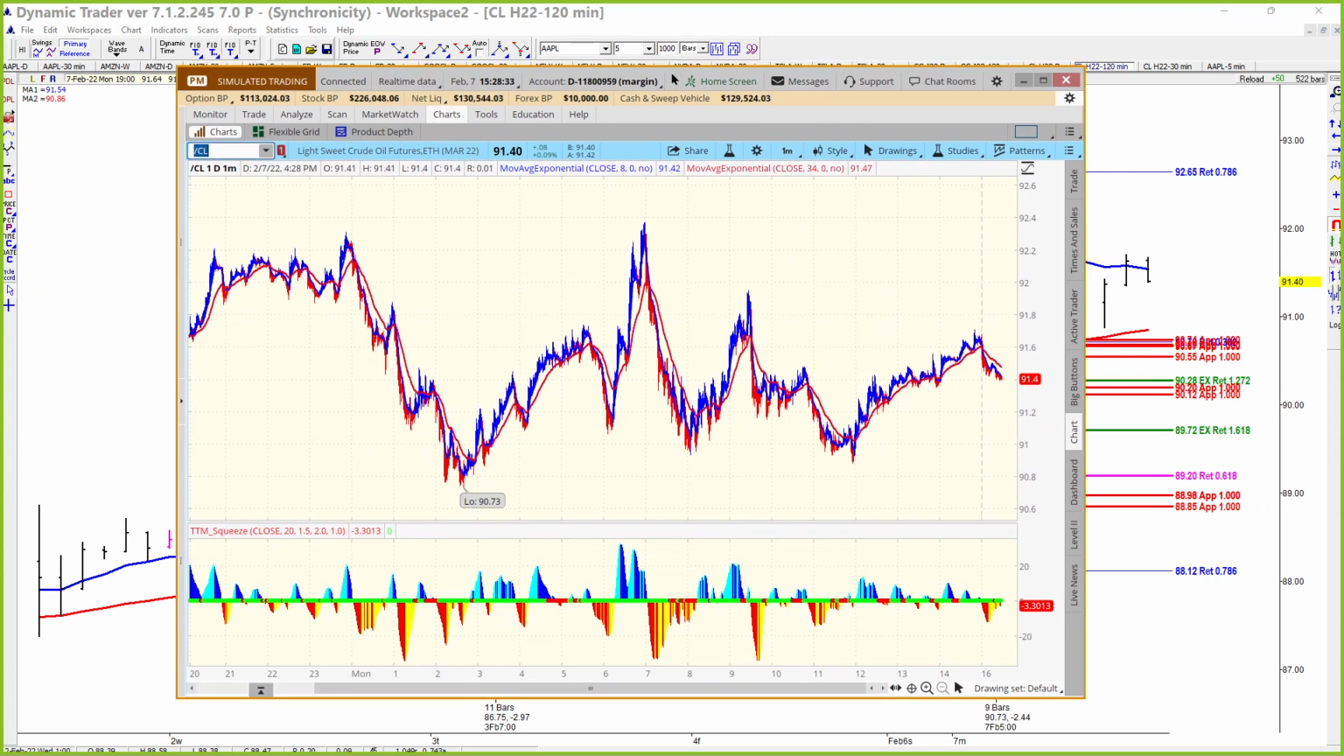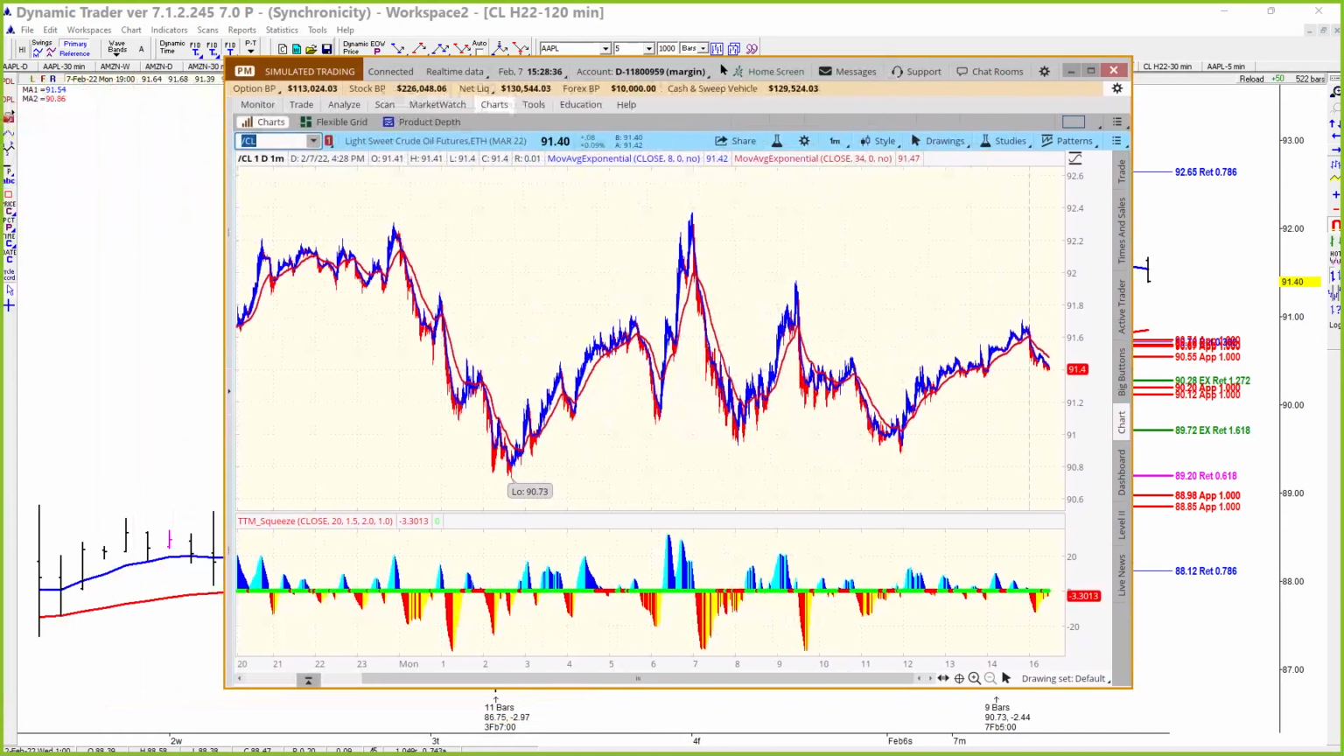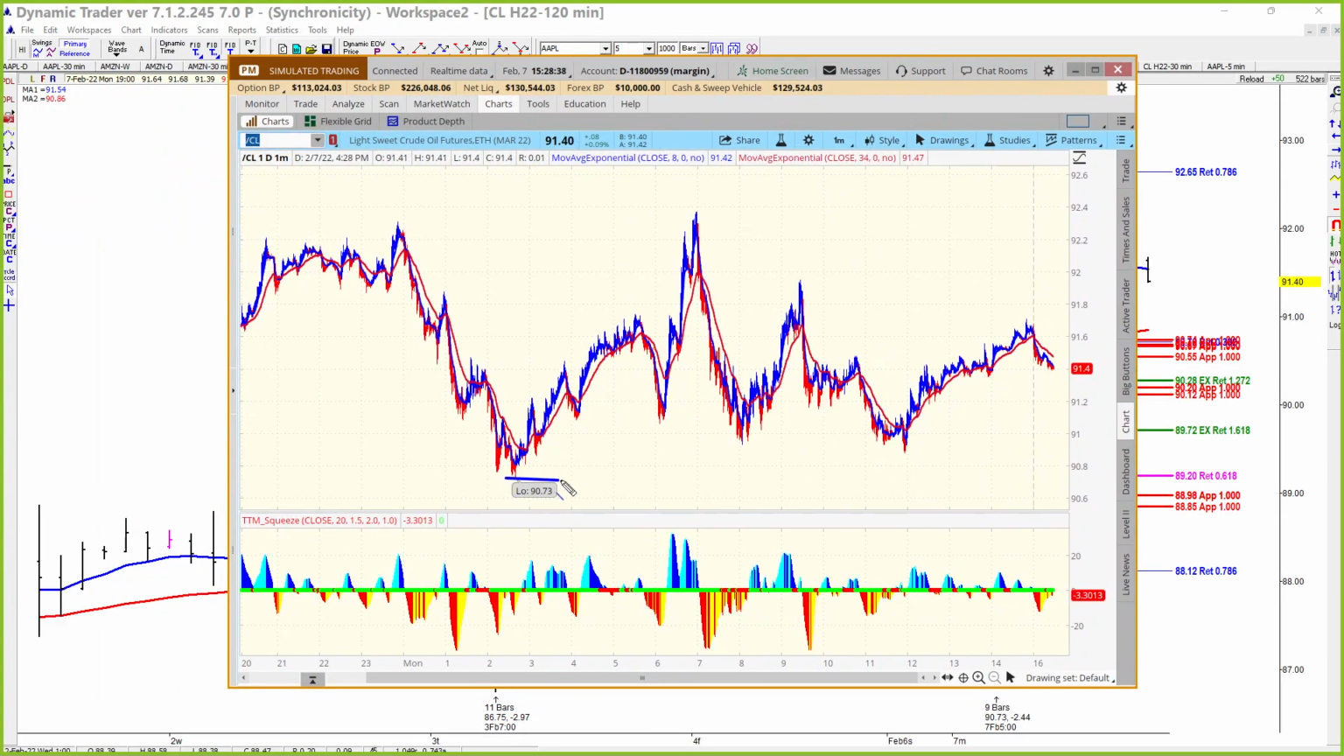Okay, so that support, when it tested it, 90.73, that was the low. Here's the support, here's the crossover, and it also took out this prior swing high. Once those things occurred, you could be a buyer, and if you want to give it a little bit of room, you can trade options. That makes it a little bit easier to deal with. And then let's see, initial stop will be underneath this low or underneath the low end of the zone.